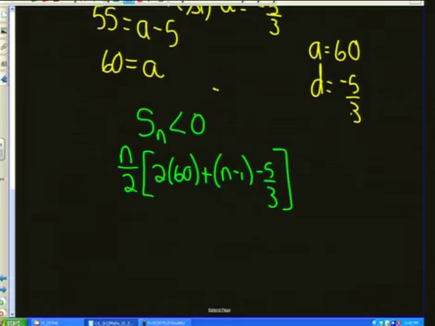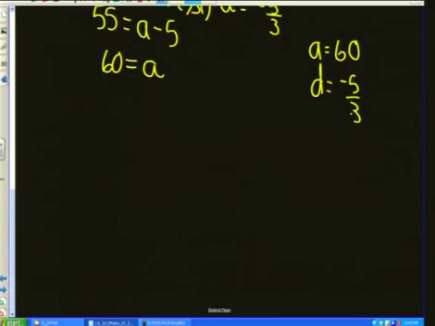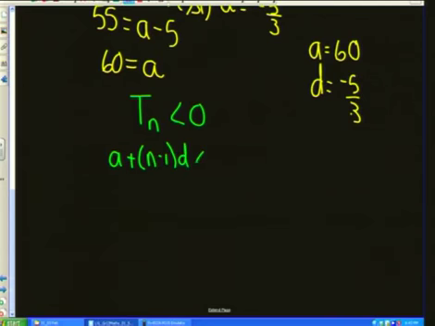In fact, I'm pretty sure it's Tn. Sorry, I'm going to change it because I'm sure it's Tn. I meant to check that in the break and then didn't. But it's fine. It'll serve the purpose we want anyhow. So let's make it Tn less than 0. So Tn is going to be A plus n minus 1 d less than 0. Now, A is 60. N is what I'm looking for. And the difference is minus 5/3.